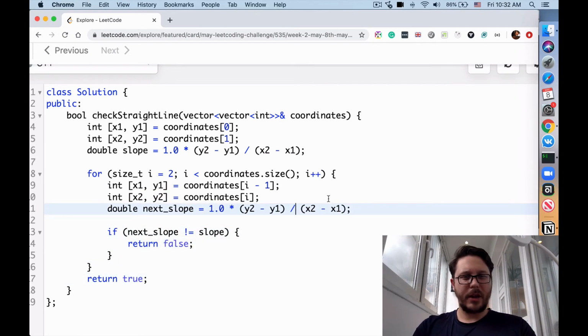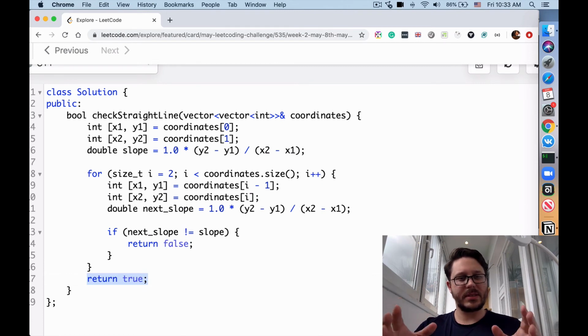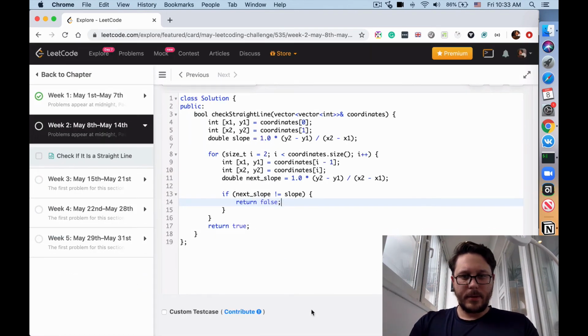So I'm iterating through all the points and doing the same thing. I'm just computing the next slope, and I have to make sure that the next slope stays the same. If it doesn't, then we can return false right away. And if we checked all the points, all the slopes, and they are all the same, we can say that now it's true. All the points stay on the same line.